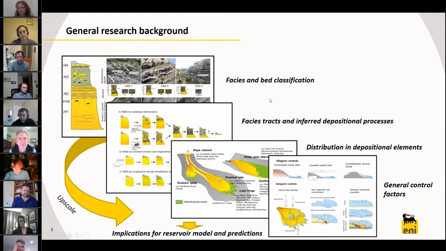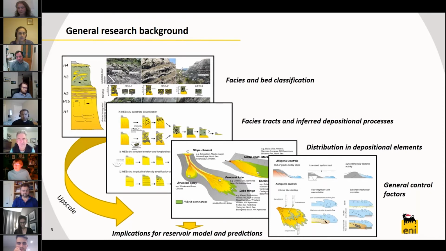Also, I try to correlate beds over long and short distances to explore facies structure and infer processes. I look at the system at larger scale to see what could be the area of highest distribution of hybrid beds, how they are stacked vertically. Also, I try to upscale to the general controlling factors, trying to distinguish between allogenic and autogenic control.